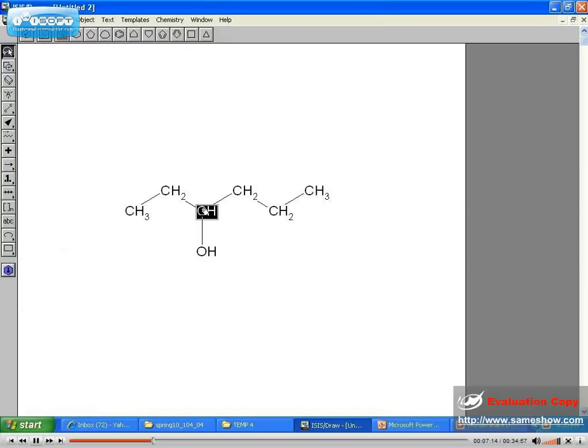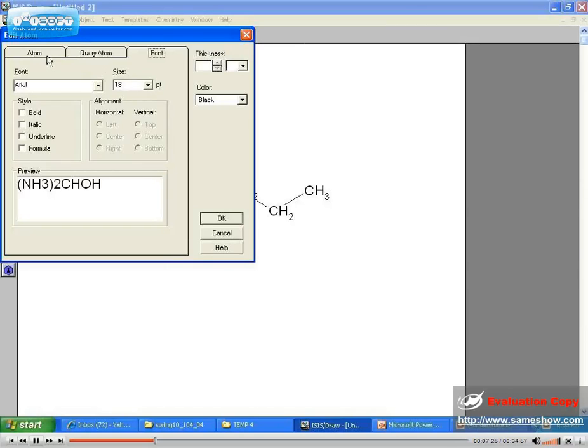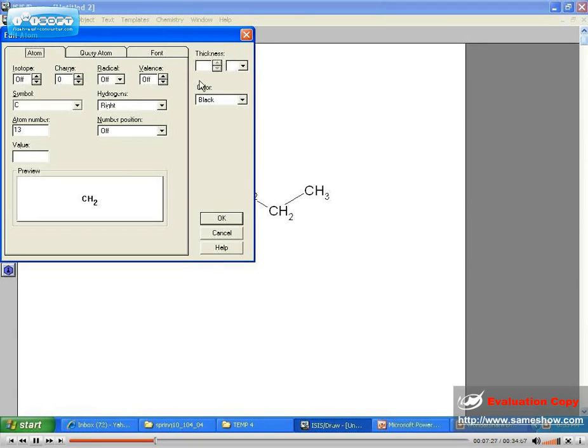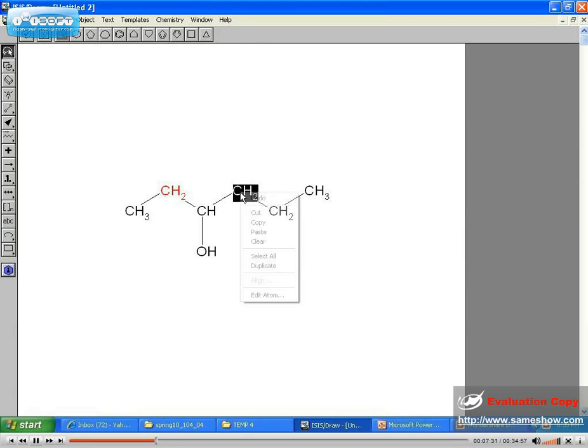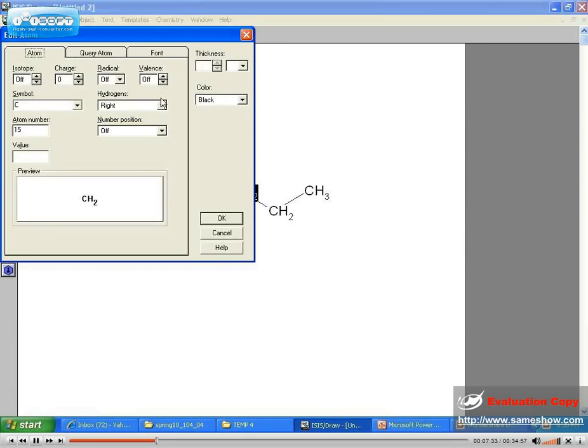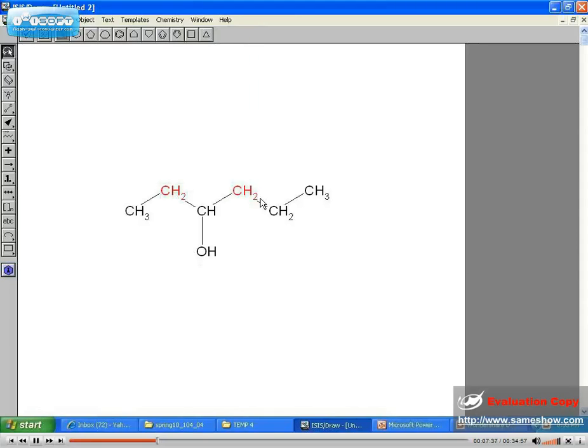To figure out if it's a primary, secondary, or tertiary, we figure out how many other carbons it is connected to. In this case, it's connected to 2 other carbons. So I'm going to go ahead and highlight the number of carbons in red. So in this case, this is going to be a secondary carbon.